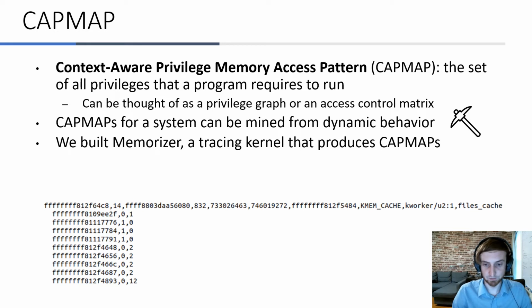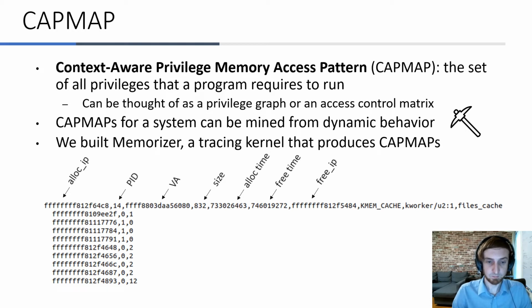The first line here that is not indented indicates a new object. Some of the fields here are the alloc IP, so the location where this object was allocated from, the process ID that performed the allocation, the virtual address of the object, size, the allocation time and the free time, the freeing instruction, the allocator type, so this is a kmem cache object, the process, and then if it's a slab object, then the name of the slab. So this is from the files cache. It's a file descriptor object.